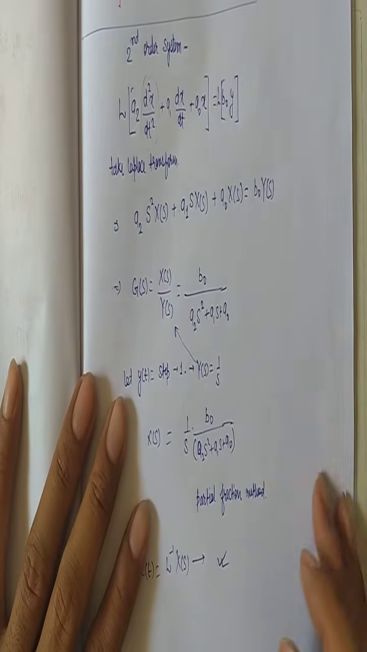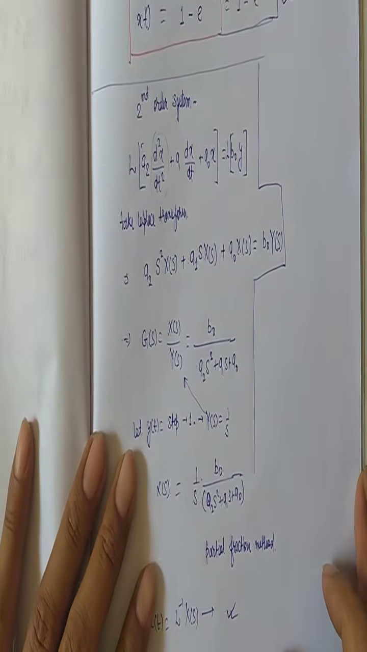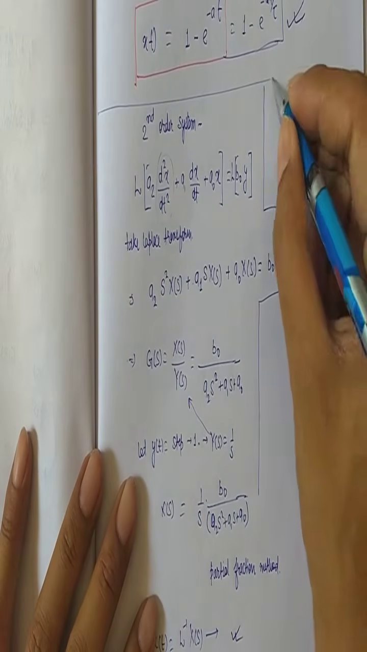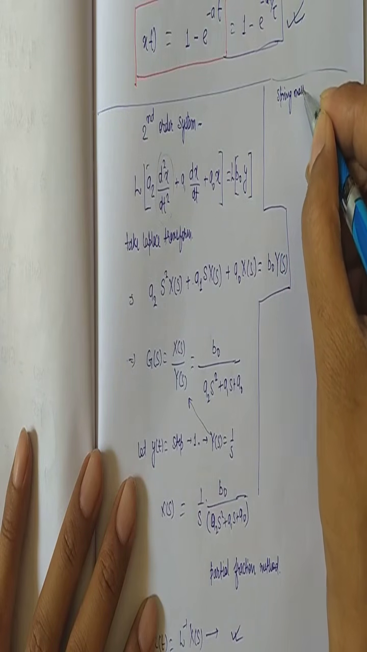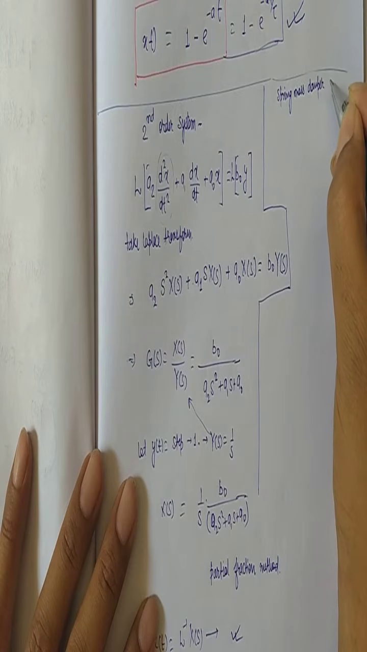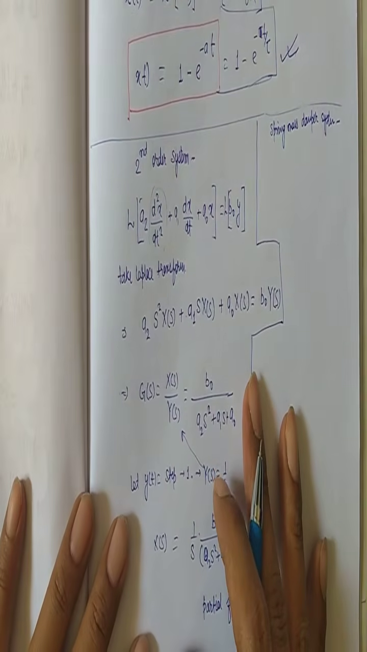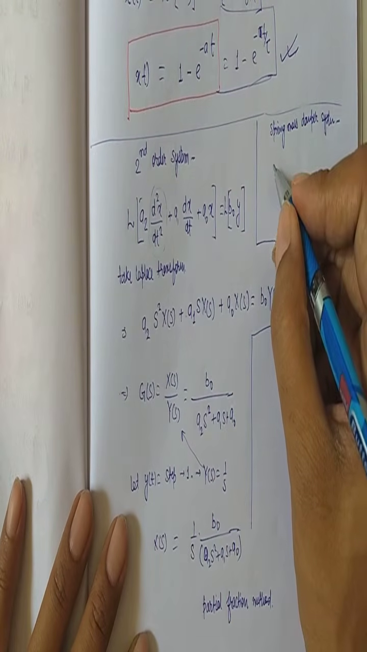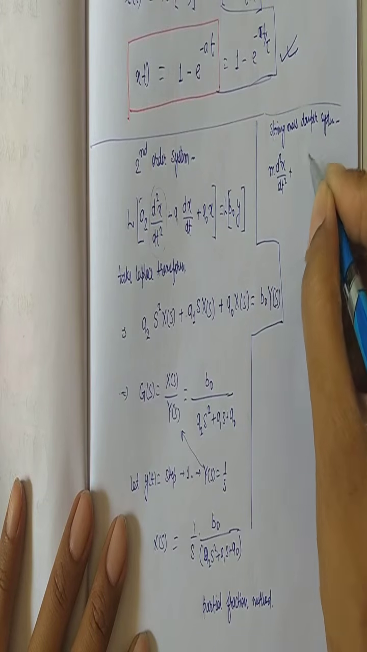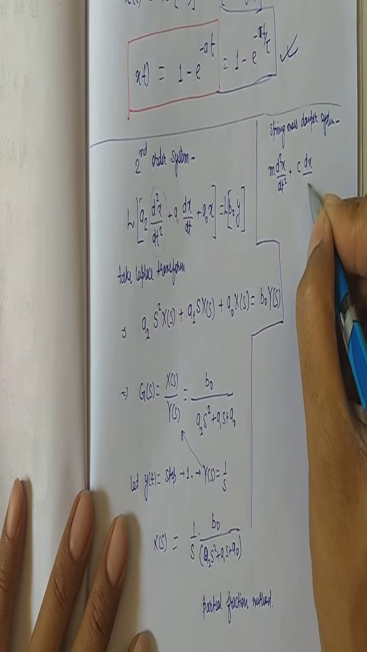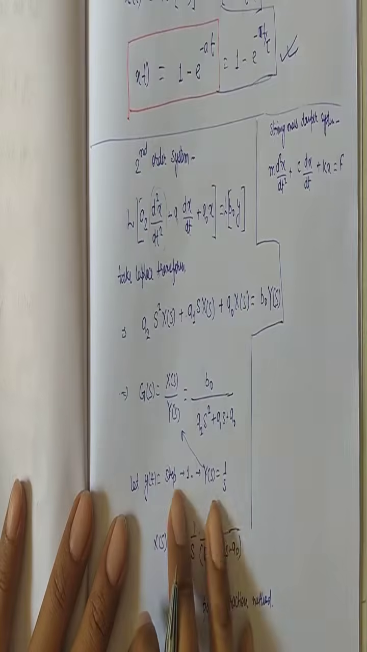We can also relate this second order system with our generic spring mass damper system, as follows. So instead of this, we do have this system: m d2x by dt square plus c dx by dt plus kx is equal to f.